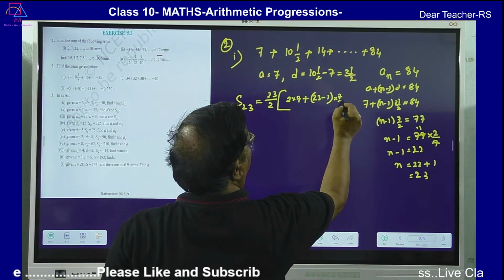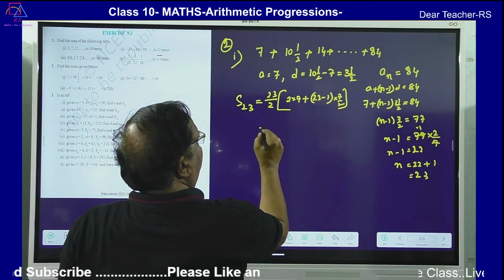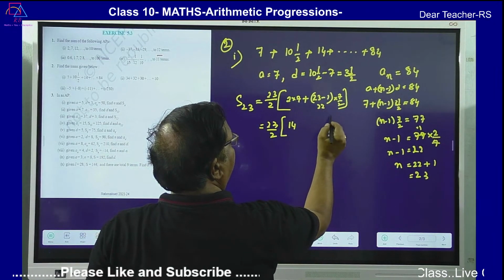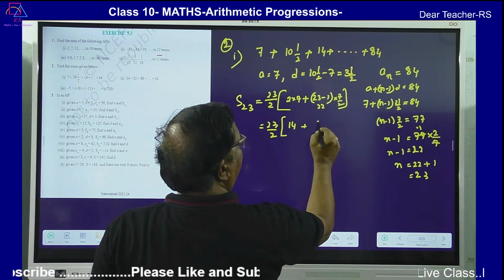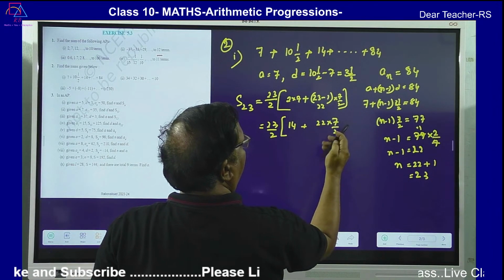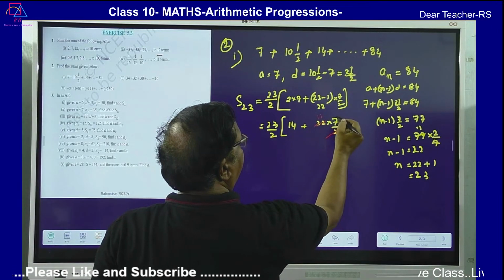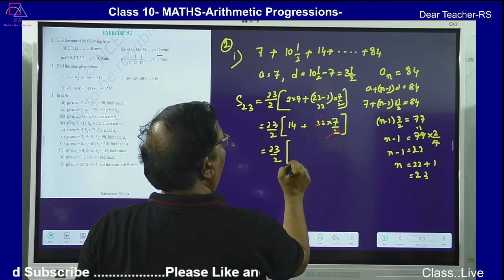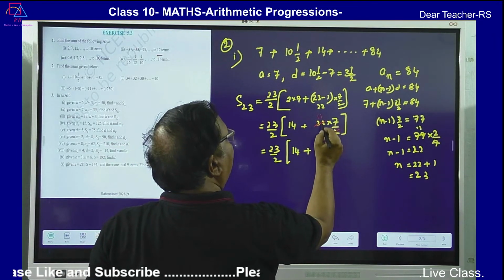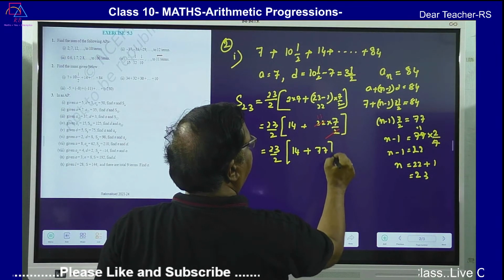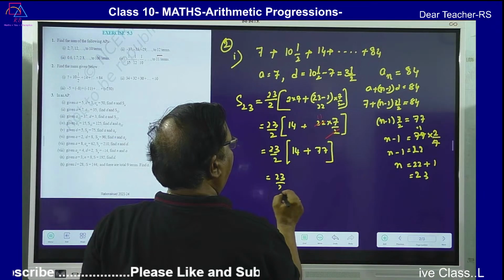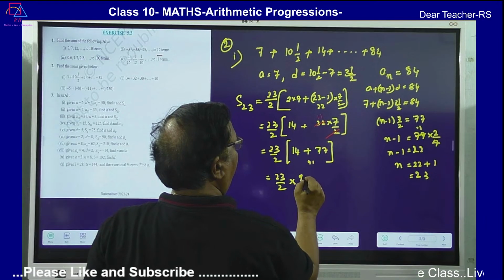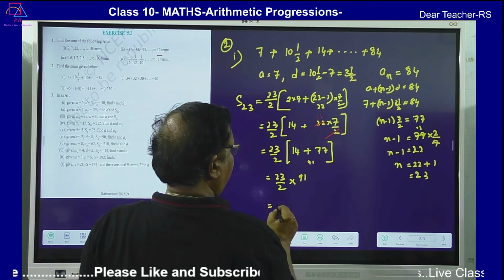Okay. So now 2a, 2 into 7, plus (23 minus 1) into 3 and a half, which I will write as 7 by 2. So 23 by 2, 14, this is 22. So plus 22 into 7 upon 2; this 2 goes into 22, 11 times. So 23 by 2, 14 plus 11 into 7, 77. Now we can remove the bracket, add these two: 14 plus 77 is 91. So this is the answer.